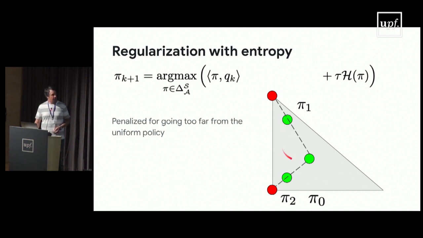And then you compute pi 2, which will be greedy according to the previous Q value, and you will try to remain close enough to the initial policy again. But you will forget more or less what happened at pi 1, except for the Q value.